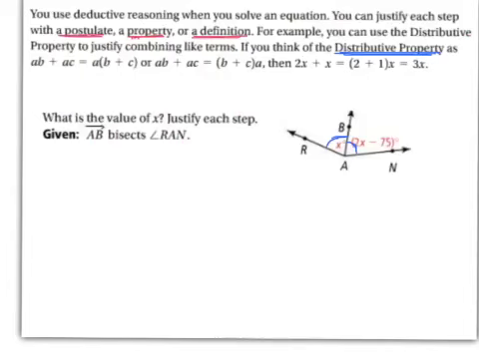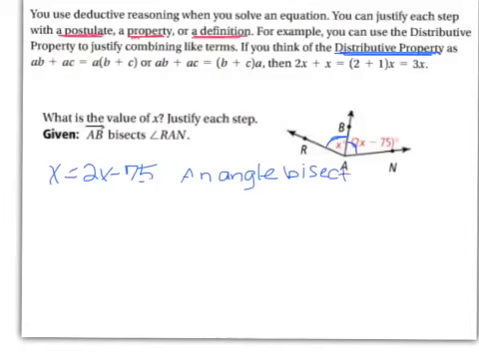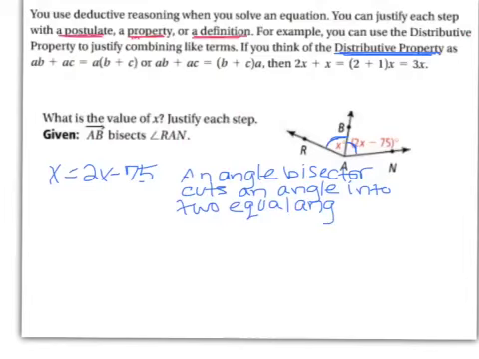So just as we said, our first step is going to be to set x equal to 2x minus 75. And the reasoning behind that would just be an angle bisector cuts an angle into two, and we're going to say equal angles because we're setting them equal to each other.